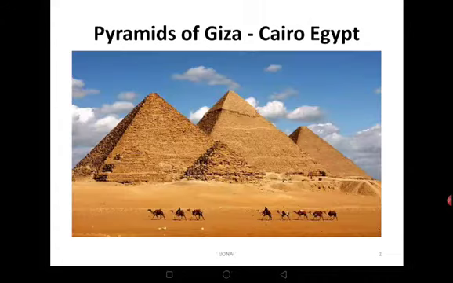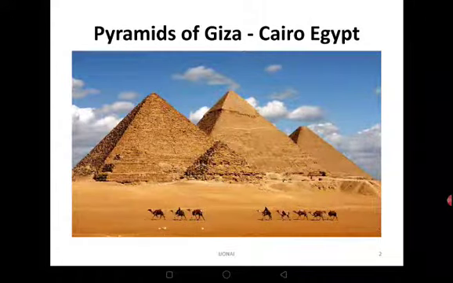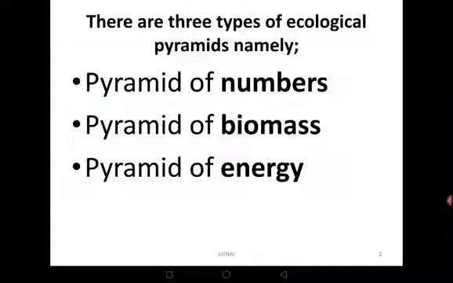You can compare them with the pyramids of Giza in Egypt. You can look at those beautiful pyramids. Our ecological pyramids are also likely to look like that, as we are going to see shortly. So there are majorly three types of ecological pyramids. We have one called the pyramid of numbers, then we have the pyramid of biomass, and then we have the pyramid of energy.